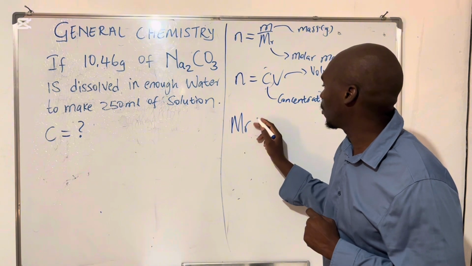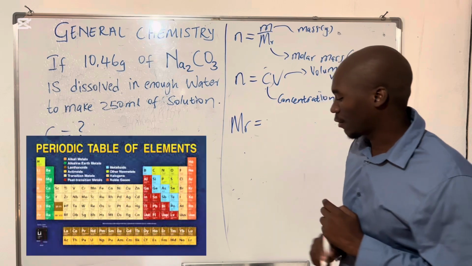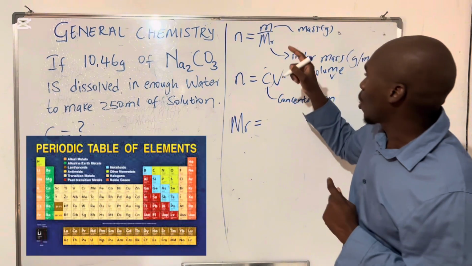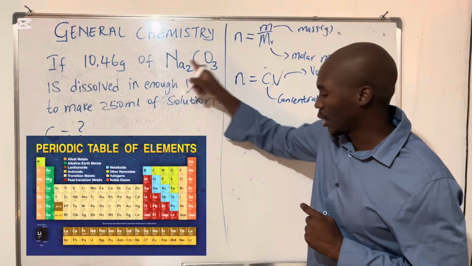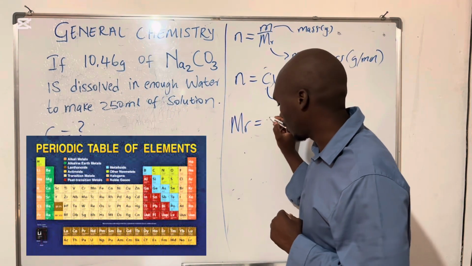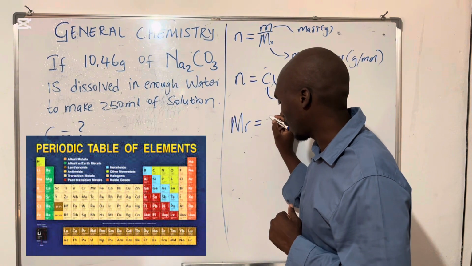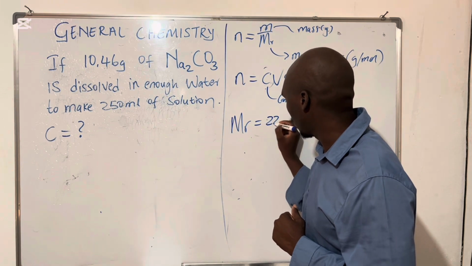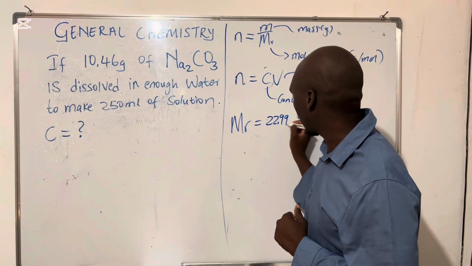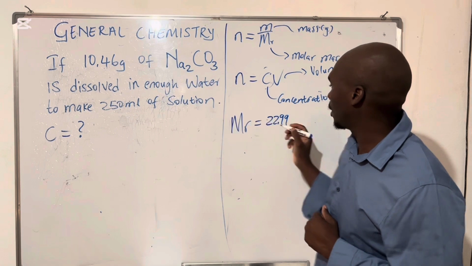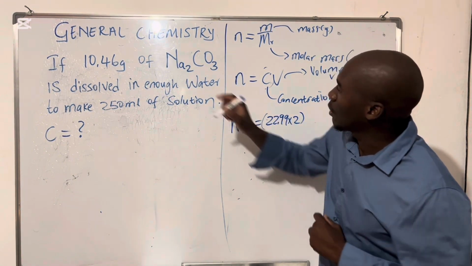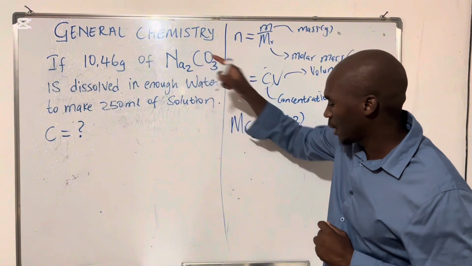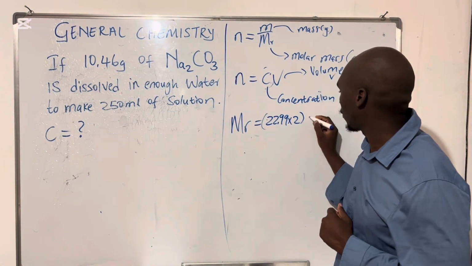How do we find the molar mass? We find it from the periodic table. So what is the molar mass of Na alone? The molar mass of Na alone is going to be 22.99. But how many Na do we have? We have 2 of them. So I will multiply by 2. What about the molar mass of carbon? It is going to be 12.01.